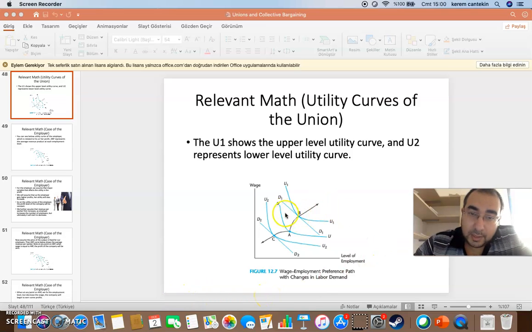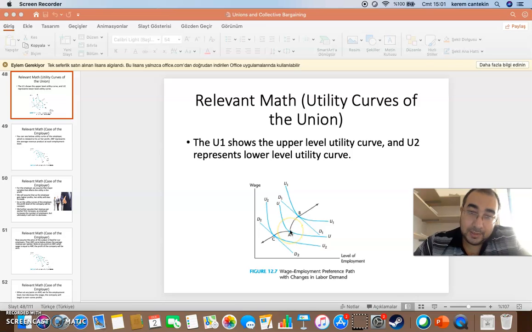You can see here how the utility map of the union looks. Again, assuming our initial point is A. If the initial point moves, then this whole curve will move up or down, basically. The main point here is, if it is at point A, the main variable that becomes important for the union has become the wage, because they want the wage of the existing employment to increase.